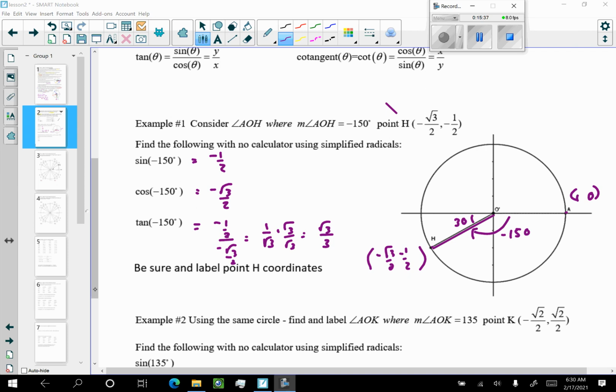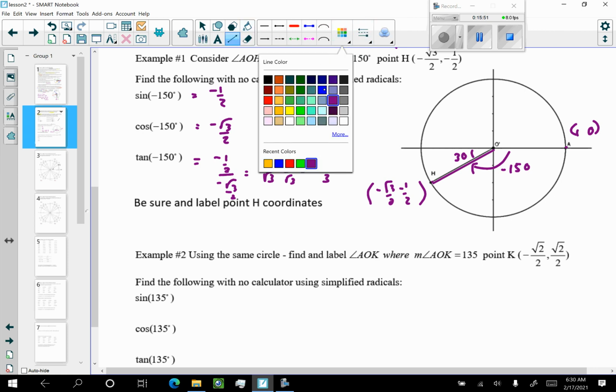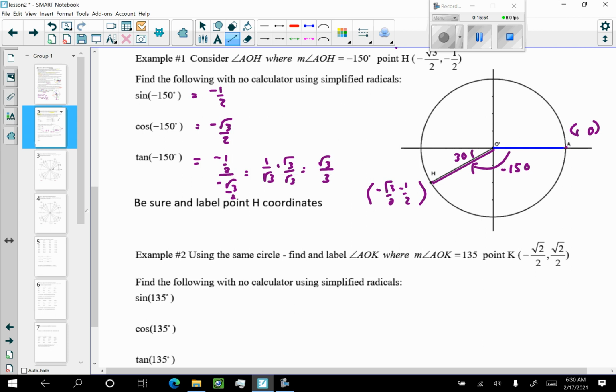Okay, so now let's go to example number 2 using the same unit circle. Find the measure of angle AOK, where the measure of AOK is 135 degrees. So let's go 135 degrees. Here we go. Let's do a blue terminal ray. Start here and go to 135. Right there, 135. Bam. This point right here is going to be K, and this angle here is going to be 135 degrees.